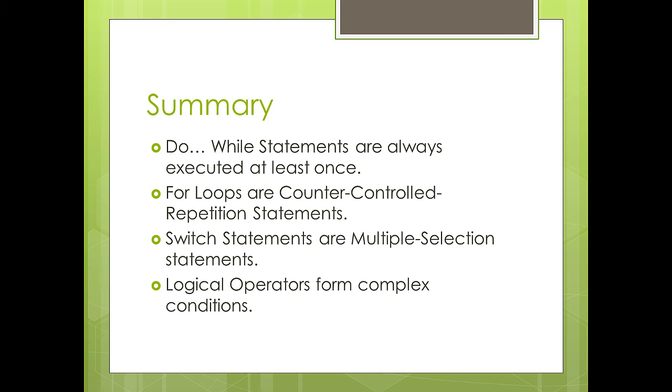Today we learned that do-while statements test for conditions after the loop's body has executed, meaning that it always executes the loop at least once. For loops are counter-controlled repetition statements. They have everything already in the header. It initializes and it checks the condition and increments or decrements that variable.